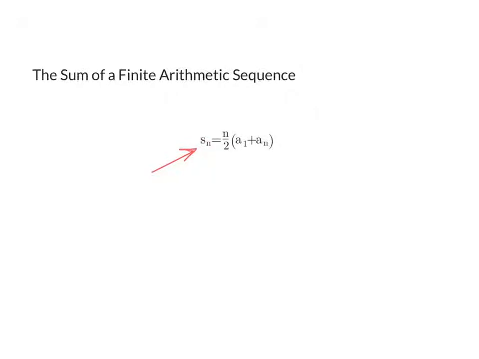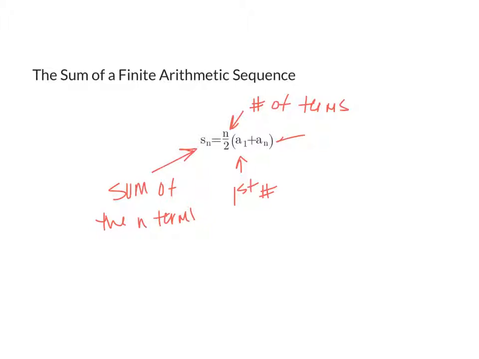So S sub n stands for the sum of the n terms. So the sum of maybe the first 7 numbers or sum of whatever, that's what it means, okay? N we know means the number of terms. A sub 1 is the first number. And A sub n, again, we know this, means the number at the nth term. And a lot of times, it's the last number. In the last lesson, a lot of times that's what we were solving for, but this time we're not. Well, we might. Let's see.